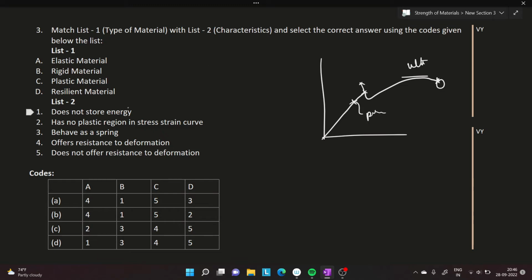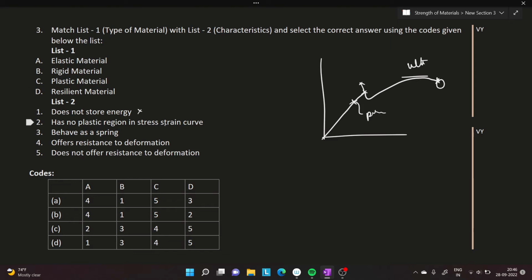It does not store energy, obviously. So if the elastic material has been loaded beyond the point of yield or beyond the point of elasticity, it is going to hold some energy, right? Whatever that we call as residual energy. So this option is not ruled out for the first option.